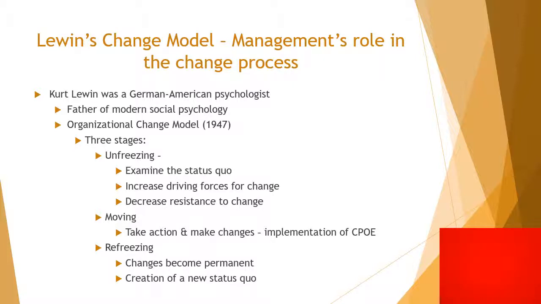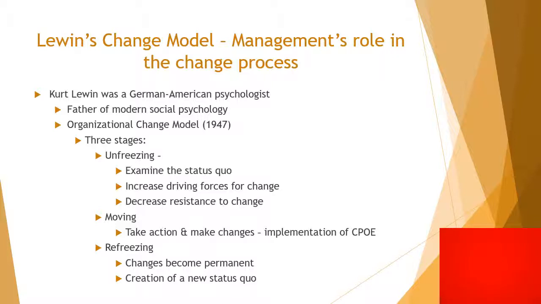Now, how are we going to do that? So we've identified the problem, medication errors. We've identified the solution to that being a CPOE system. We've talked about the manager's role in implementing that CPOE system. So now, how are we going to do this? How are we actually going to make the change? We're going to use what's called Lewin's change model. That's going to be the management's role in the change process.